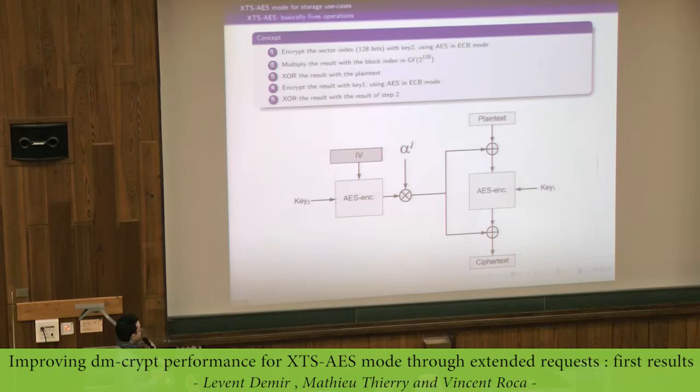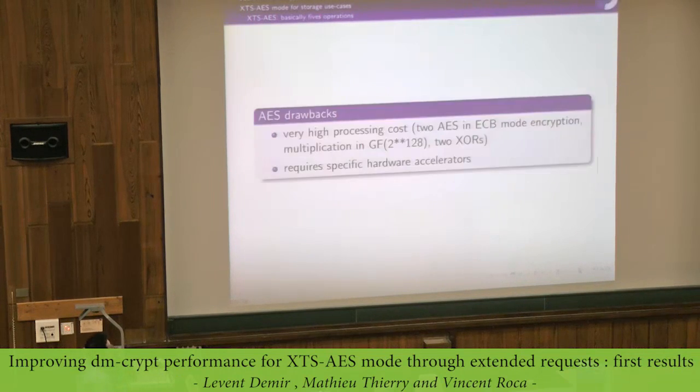So we take the sector index, the IV. We encrypt it with ECB with the key 2. Then we compute the Galois field multiplication for each block of 16 bytes. Then we XOR it with the plain text. We encrypt again with ECB with the key 1, and we XOR it again with those values, those tweaks, and we obtain the ciphertext. We will see another picture to have a better understanding.